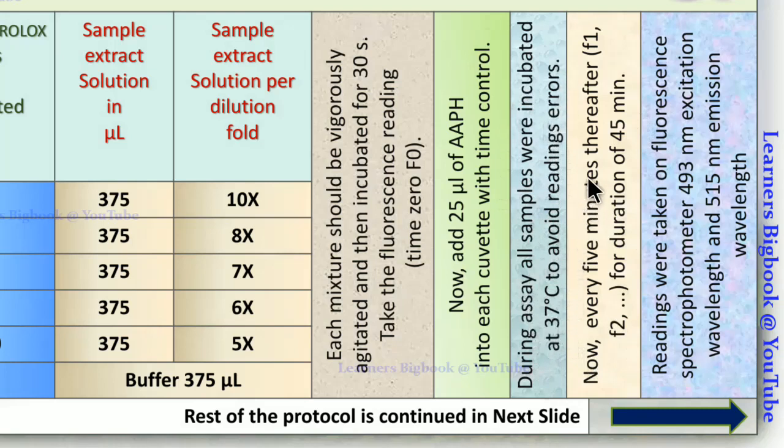During this, the samples should be incubated at 37 degrees centigrade to avoid reading errors. The maximum incubation temperature is 37 degrees. At 37 degrees, the reaction of the AAPH with the antioxidant or the fluorescein will be at its best effect. Here they have asked for 37 degrees centigrade. In some articles they have asked for room temperature itself. This is to avoid errors in the experiment, and it will give good results.